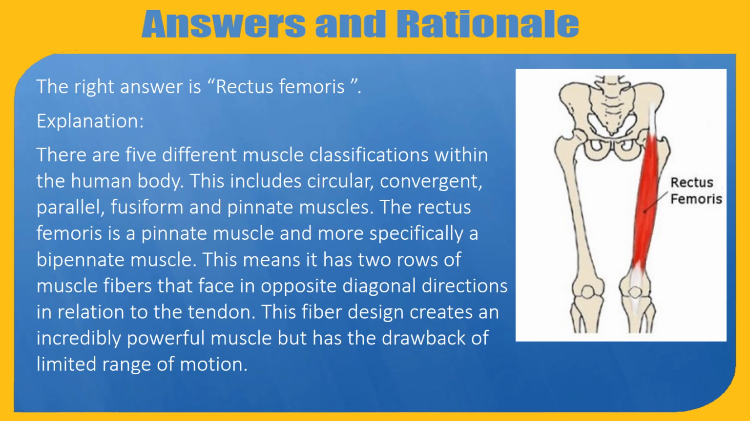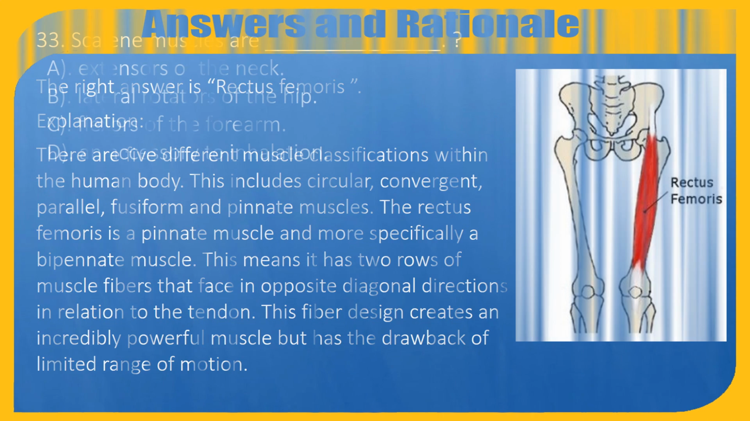Explanation: there are 5 different muscle classifications within the human body. This includes circular, convergent, parallel, fusiform and pinnate muscles. The rectus femoris is a pinnate muscle and more specifically a bipinnate muscle. This means it has 2 rows of muscle fibers that face in opposite diagonal directions in relation to the tendon. This fiber design creates an incredibly powerful muscle but has the drawback of limited range of motion.